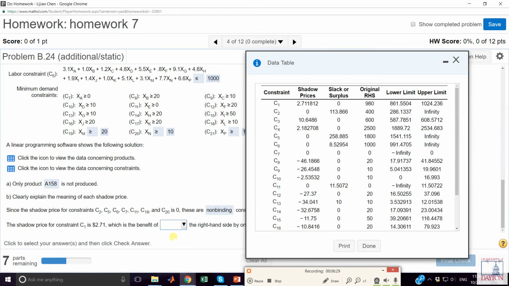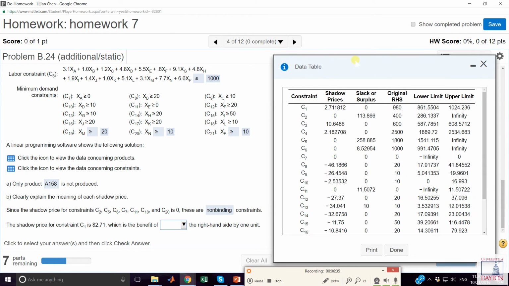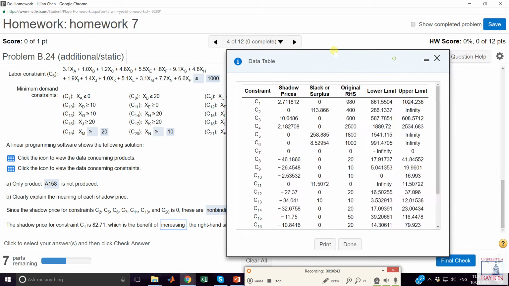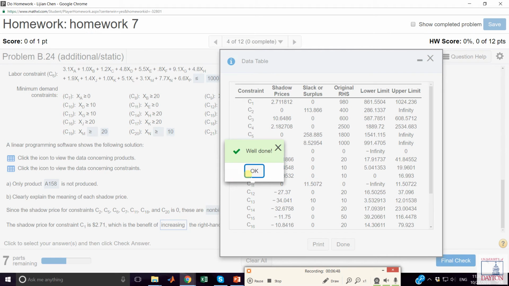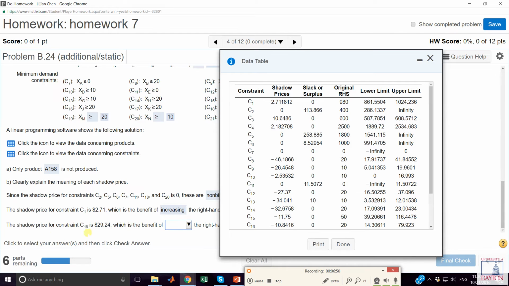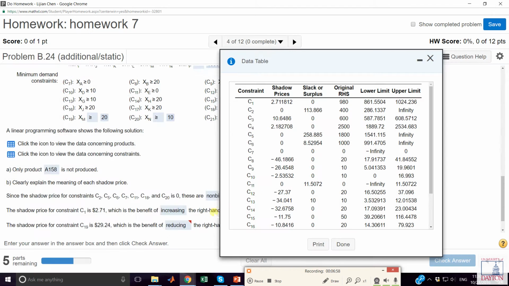Okay, so now let's look at this. The shadow price is 271, which means the benefit of the right-hand side of 1 unit will be increasing. If you increase 1 unit, it's increasing. Okay, so all right, one more. The shadow price, this is 20, whatever. So it's increasing. Yeah, similar thing.